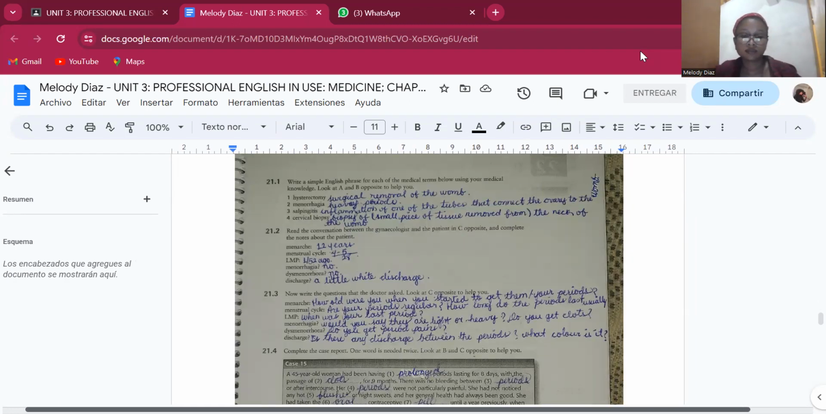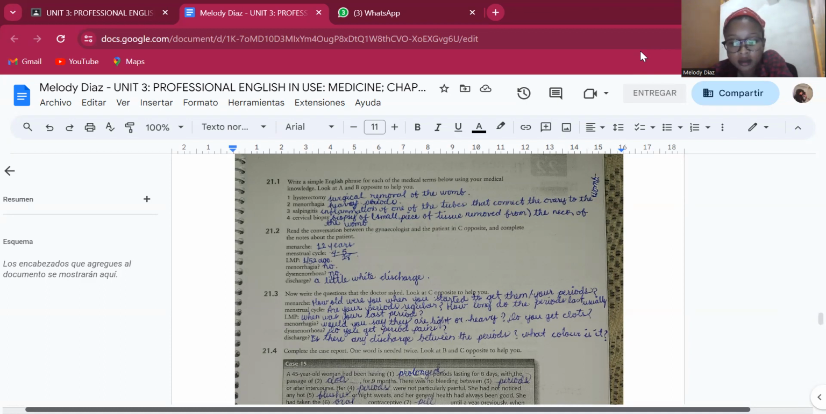Unit 21. Write a simple definition for each of the medical terms below using your medical knowledge. Look at A and B opposite to help you. Definition number 1. Hysterectomy, surgical removal of the womb.